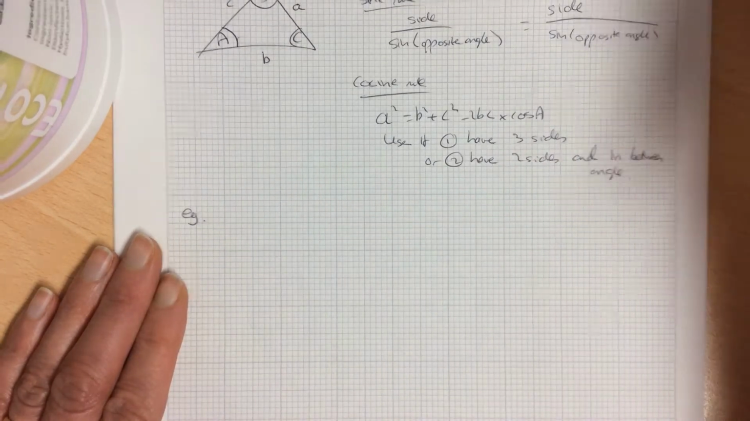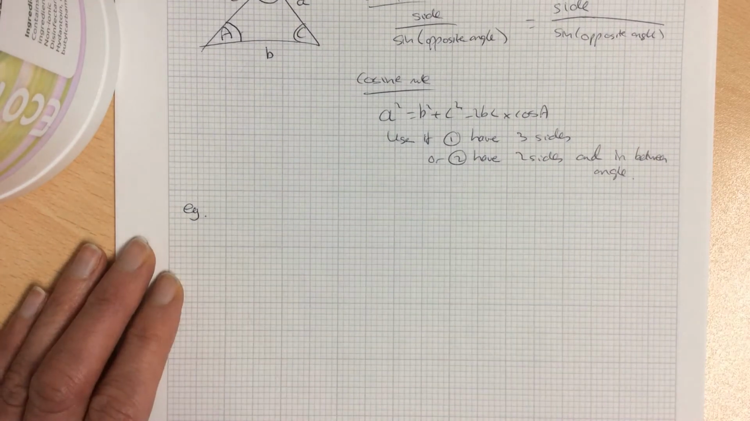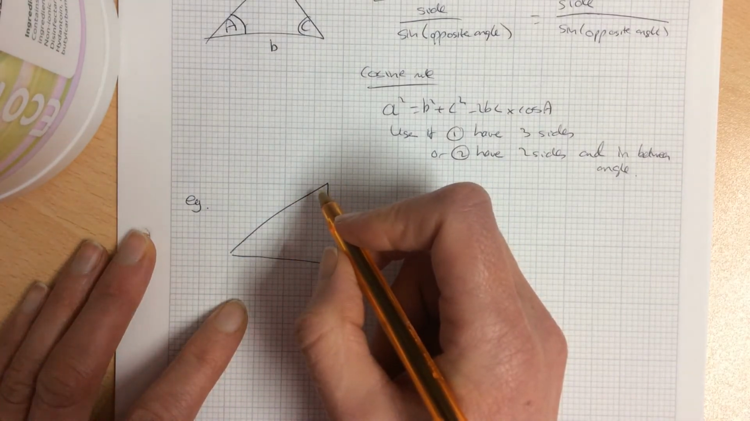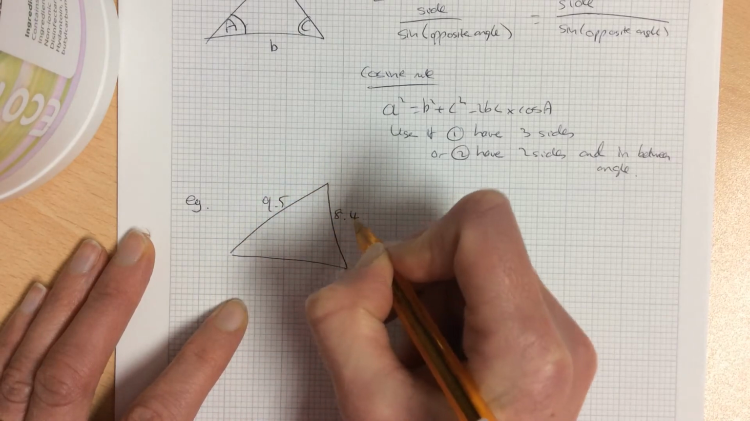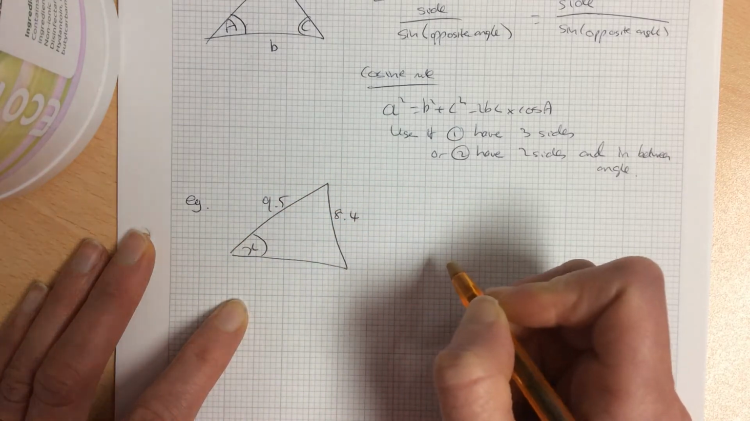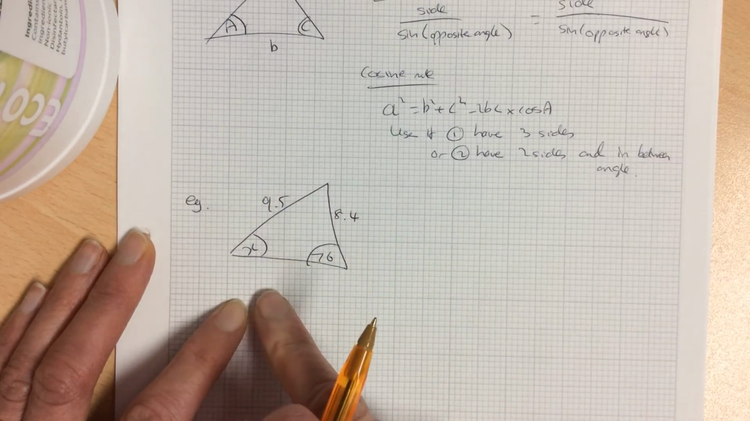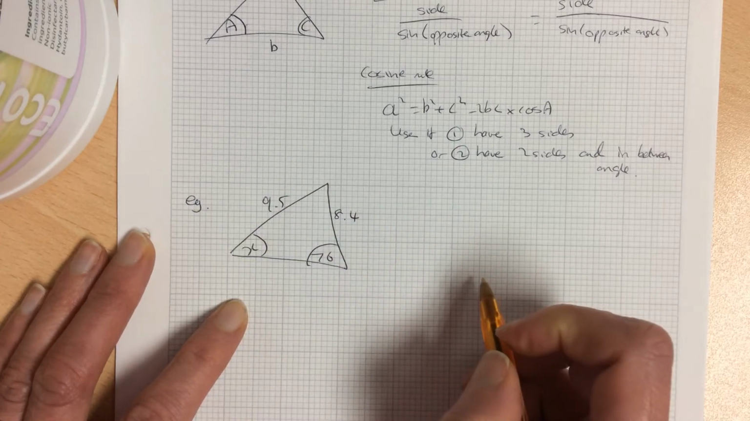I'm going to have a wee look now at finding an angle. So we'll try this here wee example. So we've got 9.5 and 8.4. And this is the angle we're going to look for. And then we've got 76. So I don't have three sides and I don't have two sides and the in-between angle. So I'm going to use the sine rule.